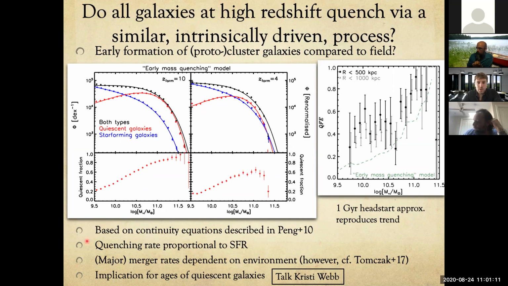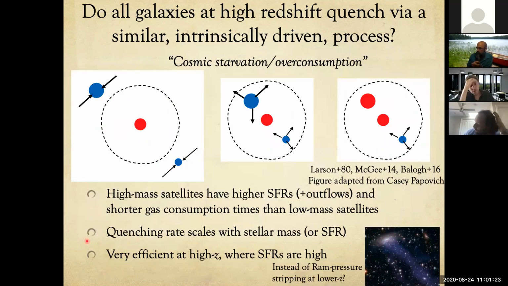And this is, of course, a very simple quenching rate that is proportional to the star formation rate, as in Peng. It's not a physical model, I would like to stress again. But there is also a physical model which we have explored in this paper that Sean McGee popularized in 2014. It's based on cosmic starvation, and he called that overconsumption.